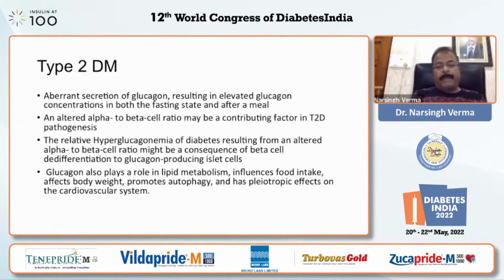Glucagon also plays a role in lipid metabolism, influencing food intake, affecting body weight, promoting autophagy, and has a pleiotropic effect on the cardiovascular system. We know that because of these pleiotropic effects, glucagon is being discussed these days, and we know that it has an impact on lipid metabolism, food intake, and body weight.